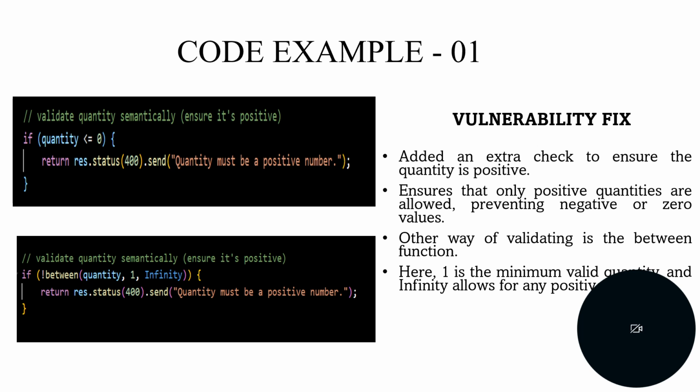The other way of preventing the vulnerability is adding the between function, where 1 is kept as a valid quantity and infinity allows only a positive integer. This was a very basic code to gain an understanding of how improper input validation can give hackers a chance to exploit the website. Now Sandhya will continue with another example.